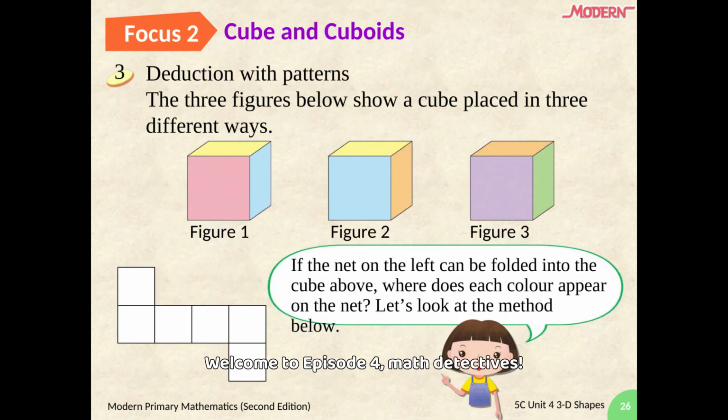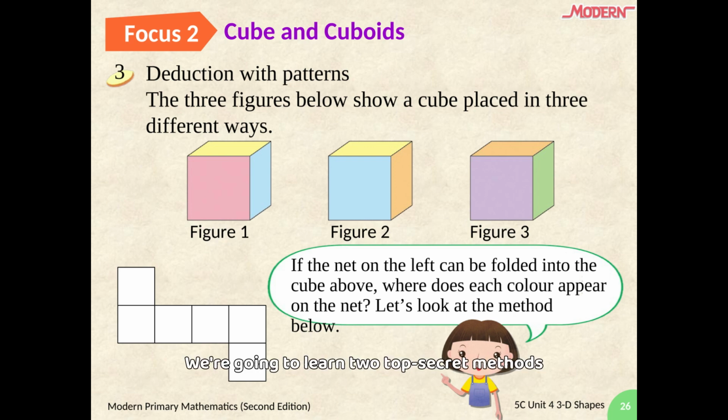Welcome to episode 4, Math Detectives. Today, we're solving a major geometric mystery. Look at this cube. It has different colors on each face. Now, look at that flat net next to it. If we fold it up, which color goes where? It's like a high-stakes puzzle.